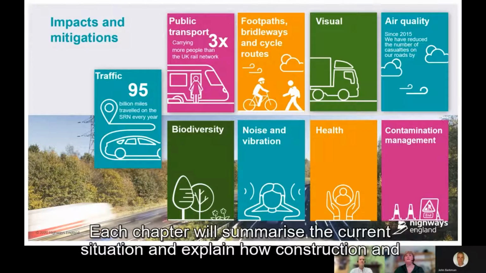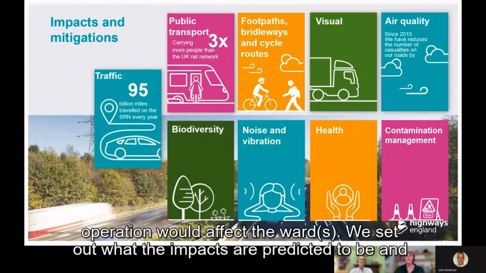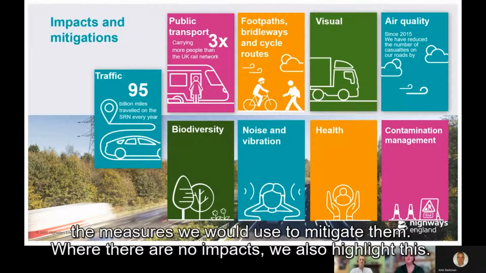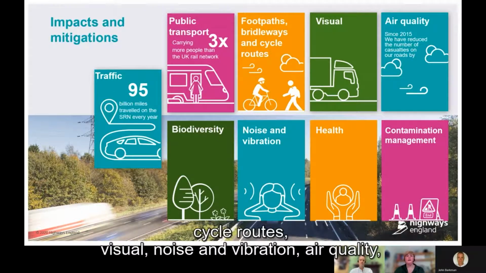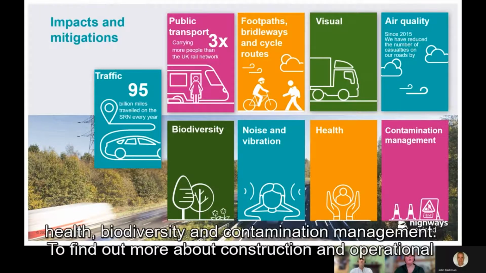Each chapter will summarise the current situation and explain how construction and operation would affect that ward. We set out what the impacts are predicted to be, and the measures we would use to mitigate them. Where there are no impacts, we also highlight this. The ward impact summaries cover the following: traffic, public transport, footpaths, bridleways and cycle routes, visual, noise and vibration, air quality, health, biodiversity and contamination management.